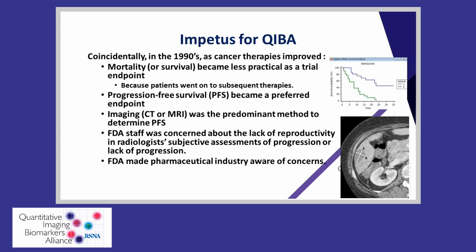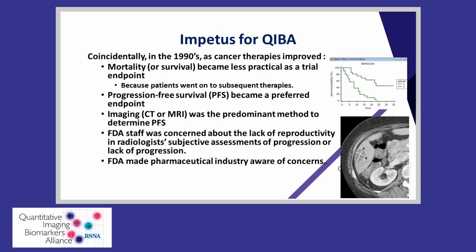Coincidentally, in the 1990s, cancer therapy improved, and it became less practical to use patient mortality as an endpoint in cancer clinical trials because many patients survived to go on to subsequent therapies. Therefore, the concept of progression-free survival became a preferred endpoint. And the main determinant of PFS in the 1990s was imaging, either CT or MRI.